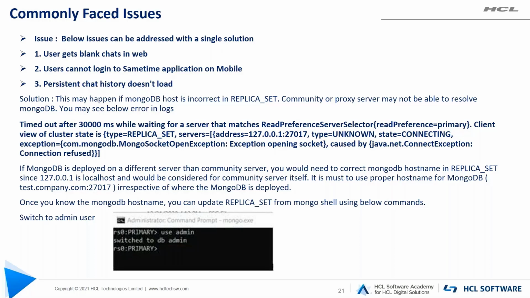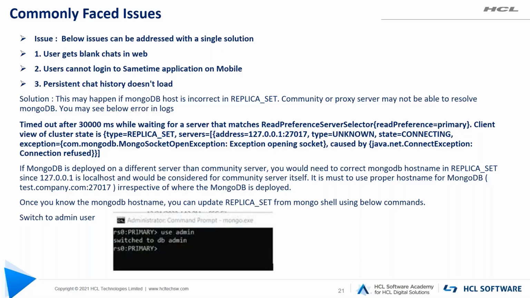All these issues or problems are due to one common reason, and that points to the incorrect MongoDB hostname in the replica set configuration. My colleague also discussed this in earlier slides. You may also notice the error message "timed out after 30,000 milliseconds" seen on this particular slide, wherein you can check the MongoDB host information, which is mostly either localhost or the localhost IP address. In this situation, if you try to connect from your community or proxy server, you won't be able to make a connection to MongoDB, and that's the problem.